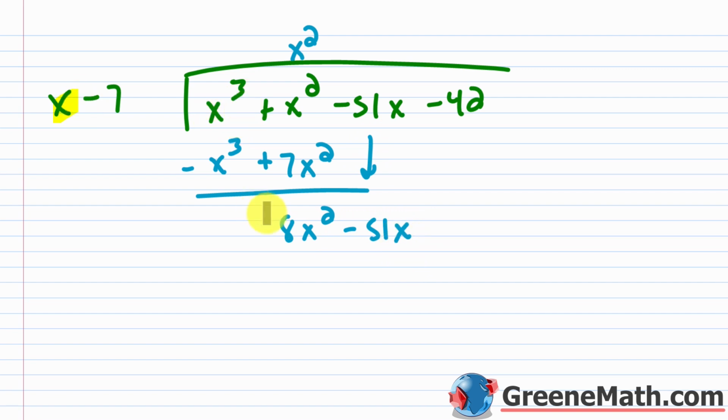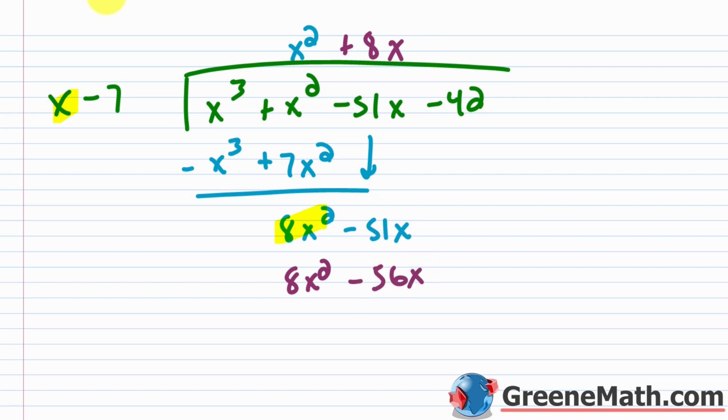We're going to go leading term into leading term. So what is 8x squared divided by x? Well, the 8 is going to remain unchanged, so we'll put plus 8 here. And then x squared divided by x is x to the first power. Then 8x times x is 8x squared. 8x times negative 7 is minus 56x.